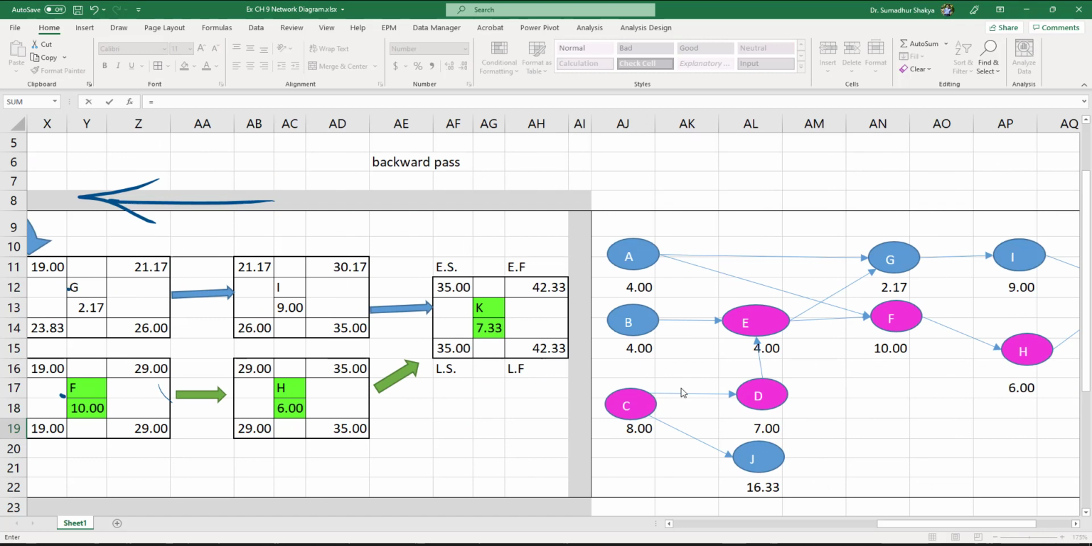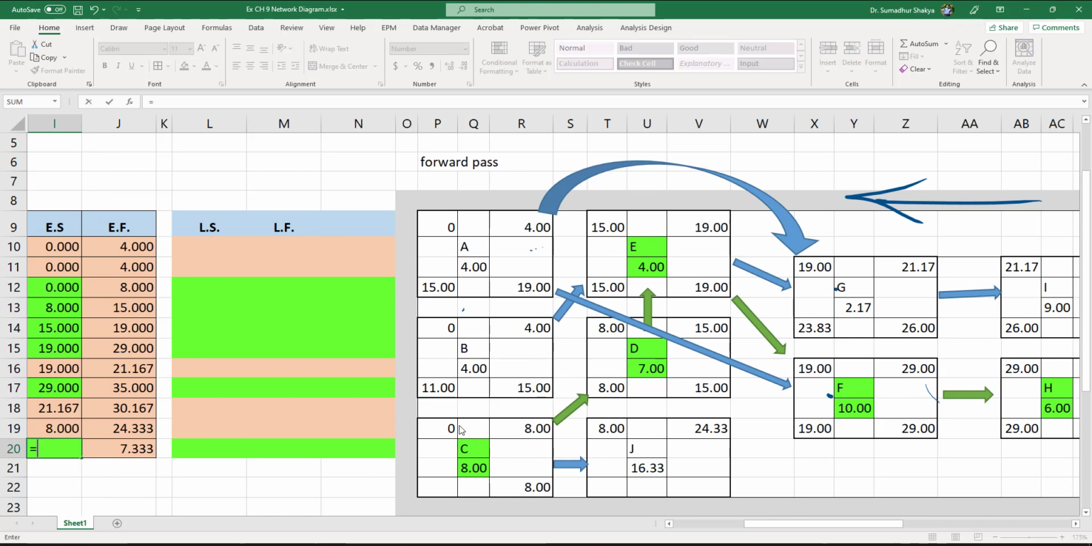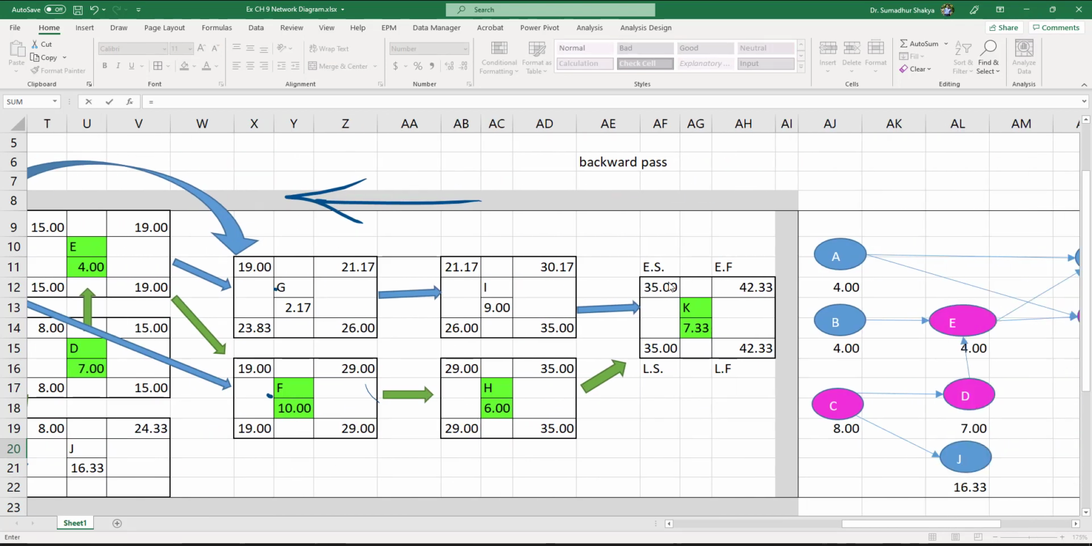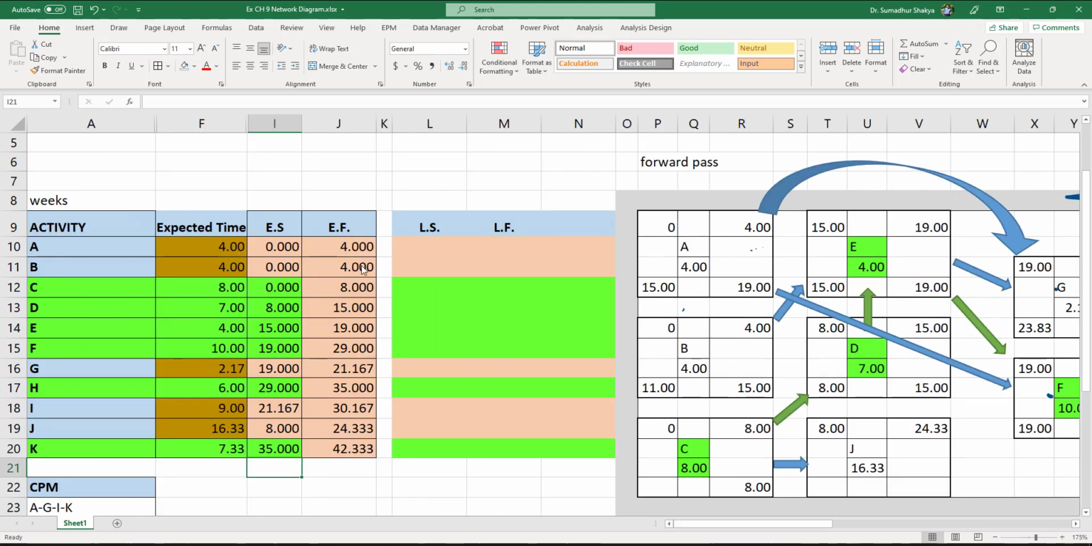And J is, where is J? The earliest start time for J is 8. And last for K is 35. Okay. Now I'm confident about the earliest finish time. Why? It's always going to be earliest start time plus the activity time. So this formula stays true no matter what.